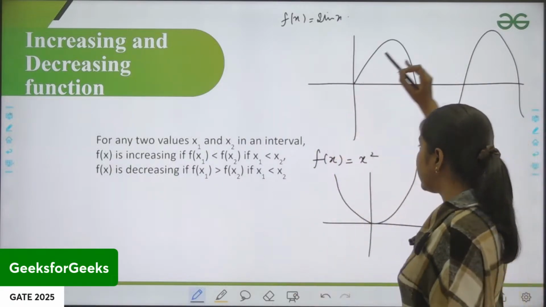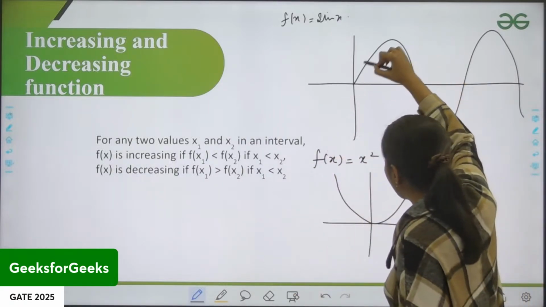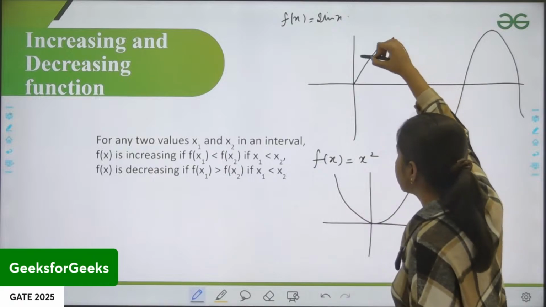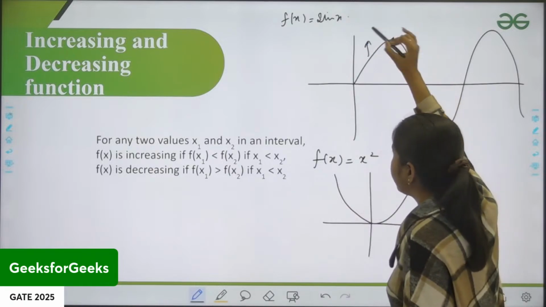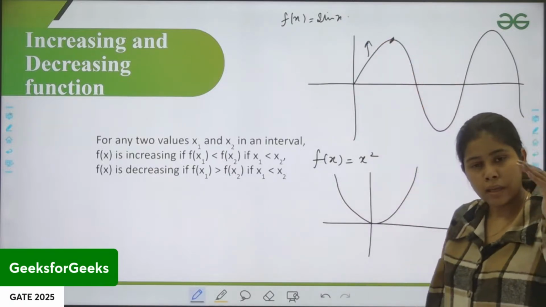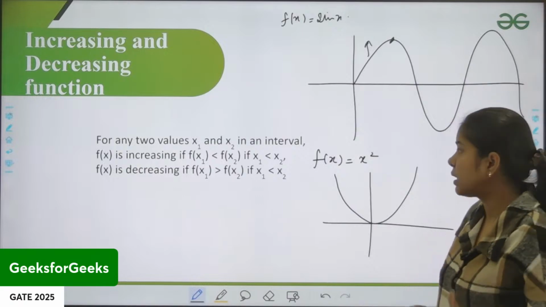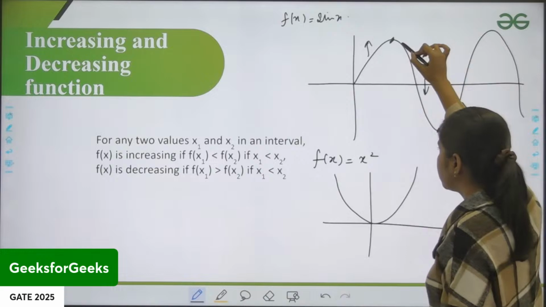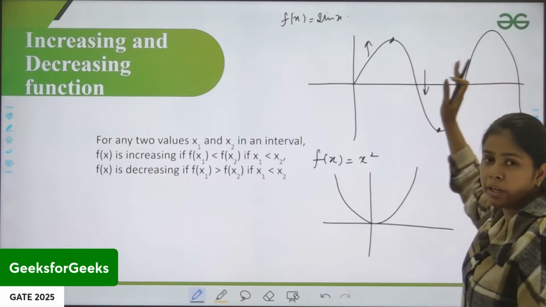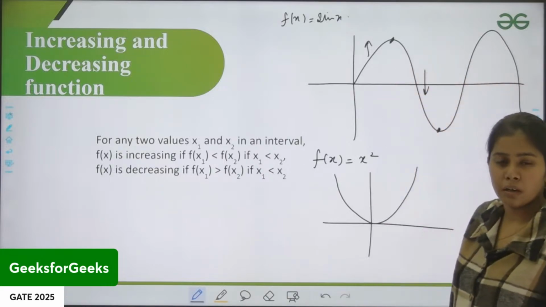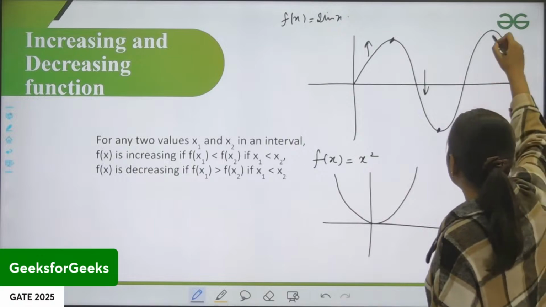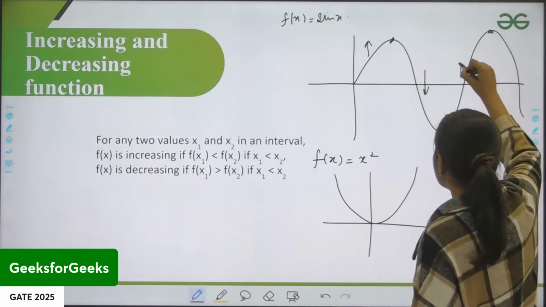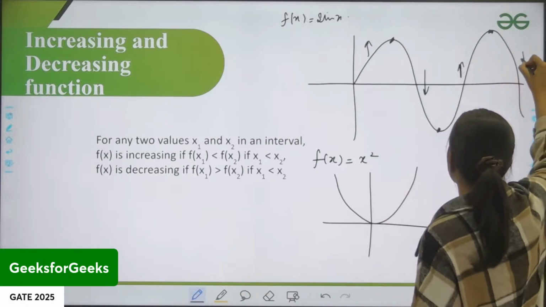So guys, you can see that in the graph of sin x, from up to this point the function is increasing. I'm using an arrow in the upward direction to show that it is an increasing function. From this to this point the function is decreasing, because as I move from left to right, the function's graph is moving downwards. From this to this point, the function is again increasing, and up to this point, the function is decreasing.